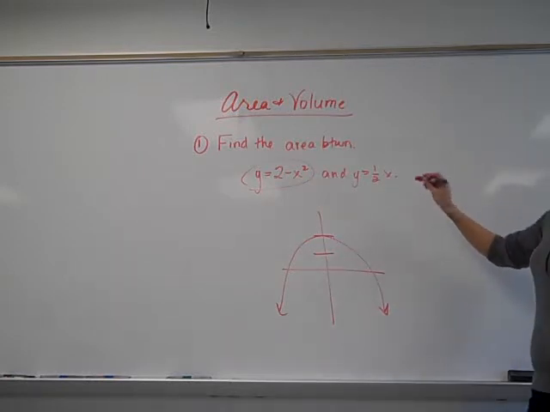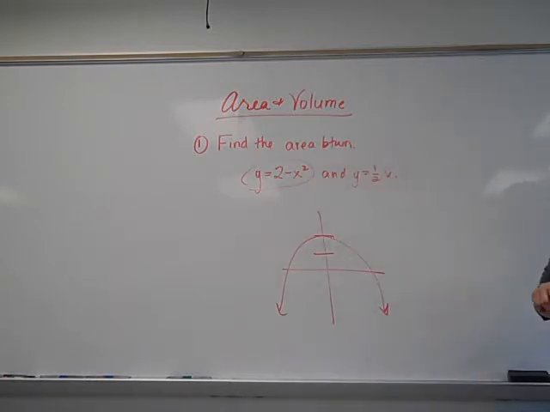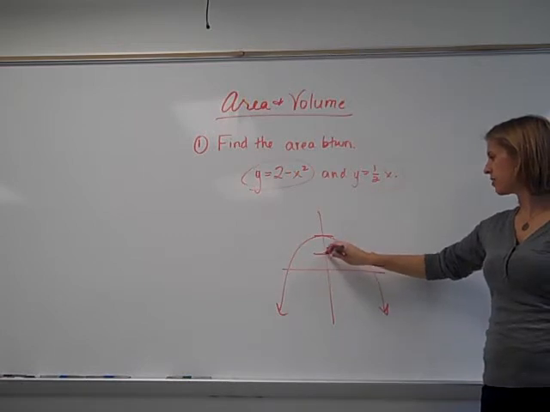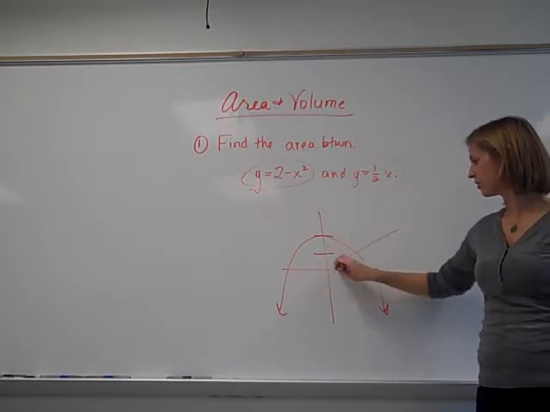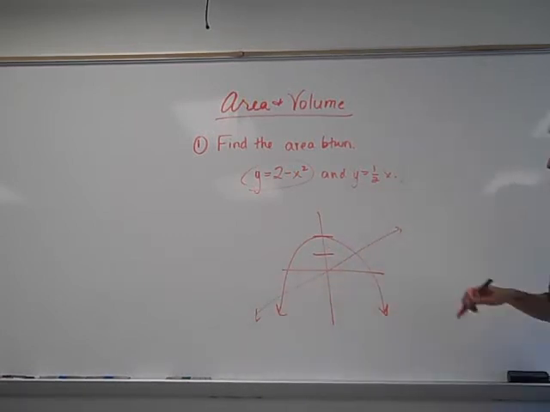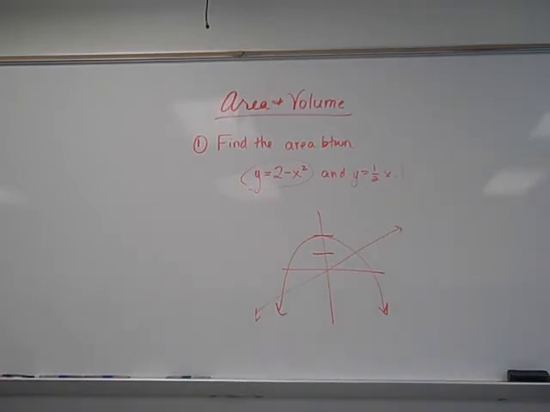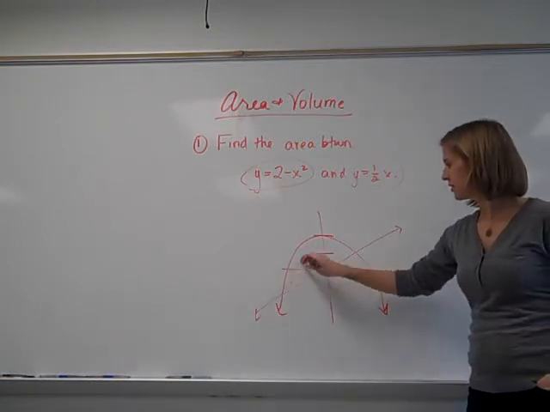Alright, and y equals 1/2 x is what kind of shape? A line that's got a slope of 1/2, so something like that. So we want to find the area enclosed by them, or the area between them. That is this part.